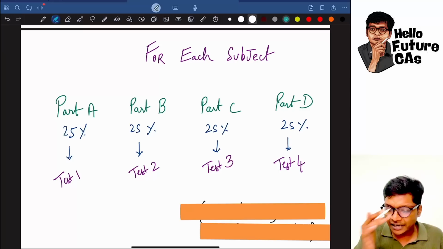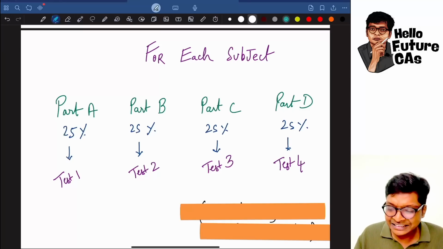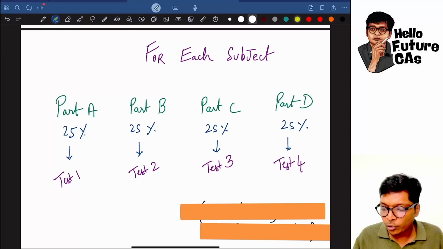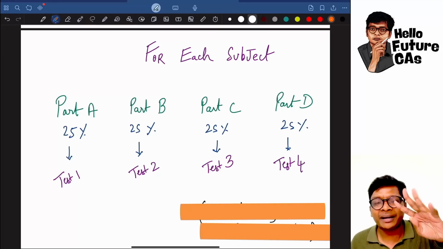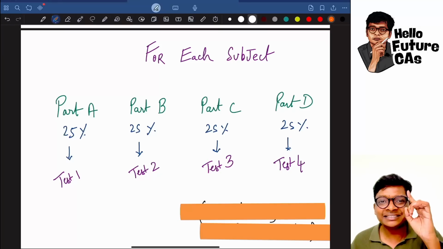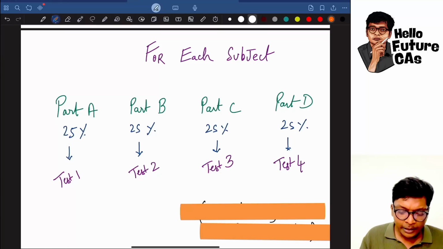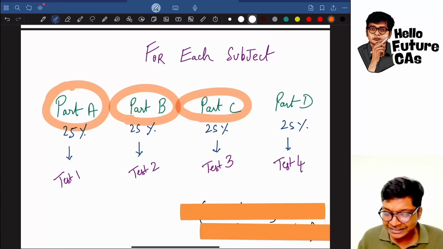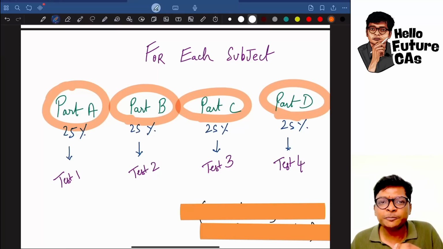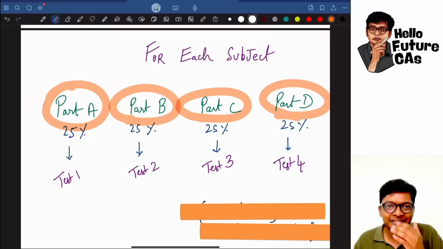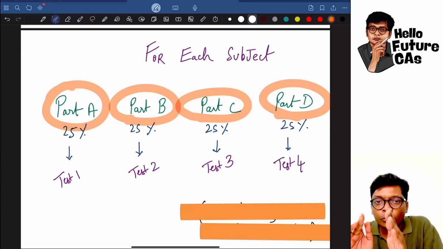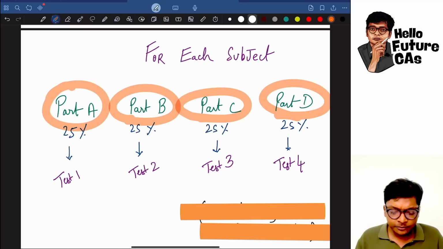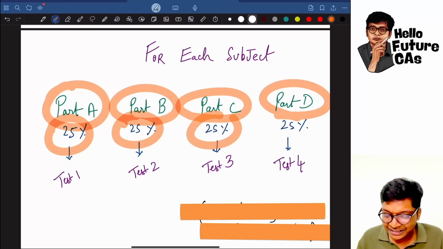Now, what we have done, simply just like school days, we have broken down each subject into 4 parts, guys. Just 4 parts. This is stage 1. Part A, Part B, Part C and Part D. Each part is 25% syllabus, guys. You finish Part A classes, then go to Part B, then go to Part C, then go to Part D. Each part is 25% syllabus.